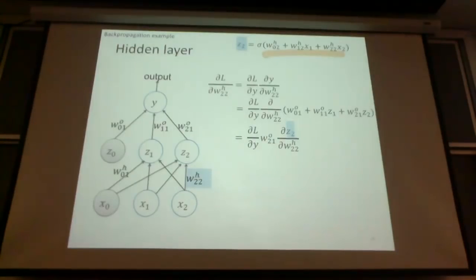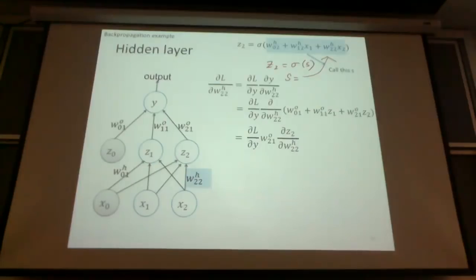Z2 is a function of this thing called sigmoid. Sigmoid depends on W22. It's a composition of two functions: the sigmoid applied to the dot product. So let's say that the dot product is called S. So Z2 is sigmoid of S, and S is the dot product. That thing there.